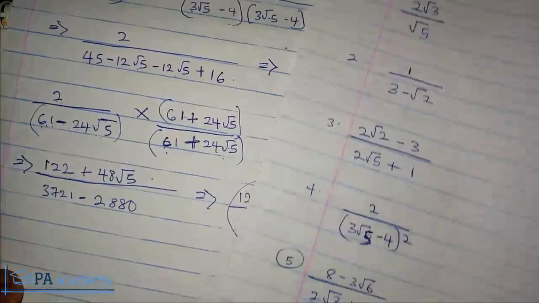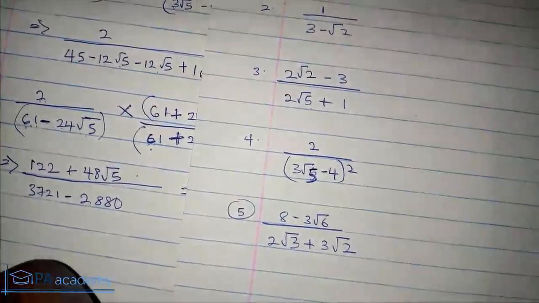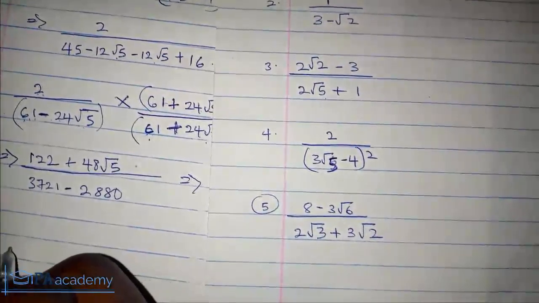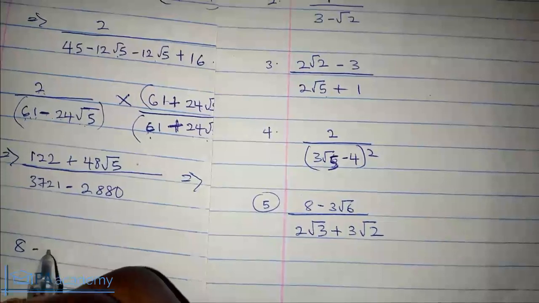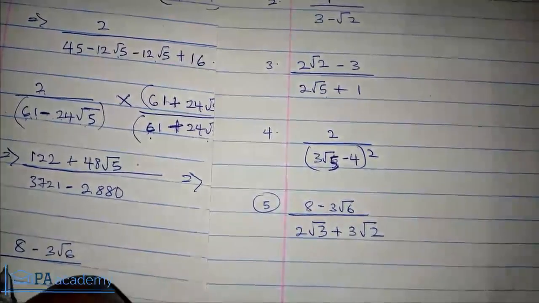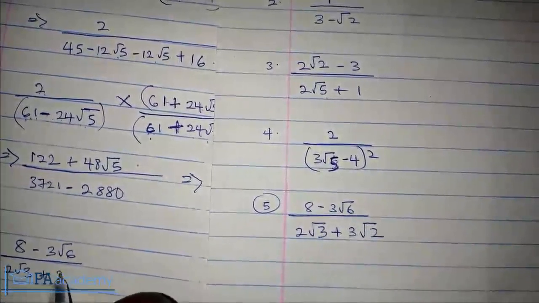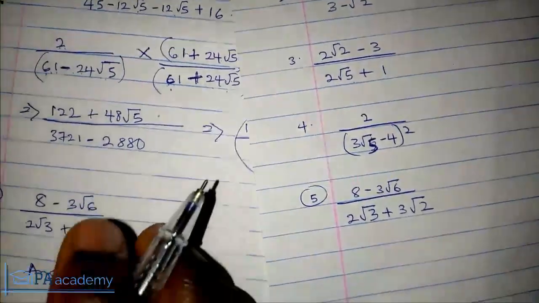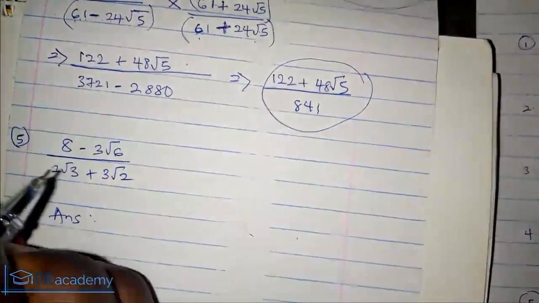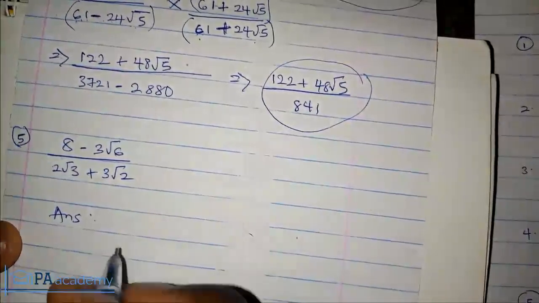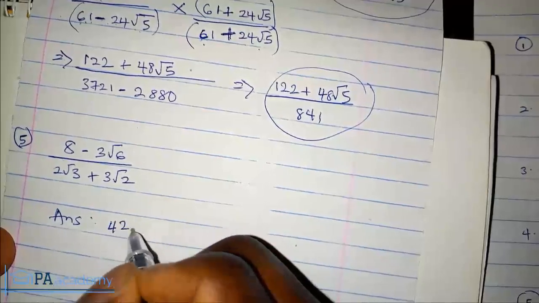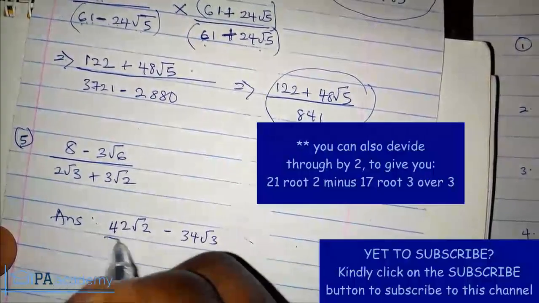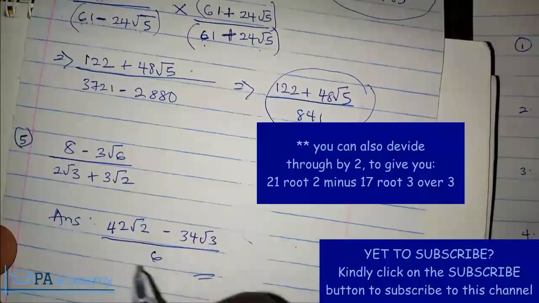So as usual, this is question number 5. I want you to attempt it and let me know if you arrive at the correct answer. Question number 5 is 8 minus 3 root 6 over 2 root 3 plus 3 root 2. So let me give you the answer. If you solve it, you arrive at 42 root 2 minus 34 root 3 over 6. So this is the answer to question number 5.